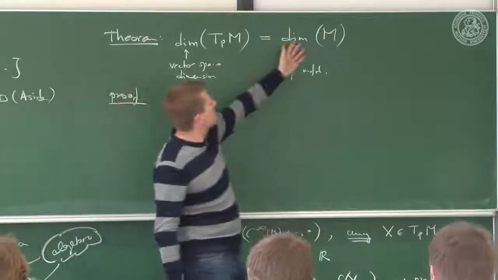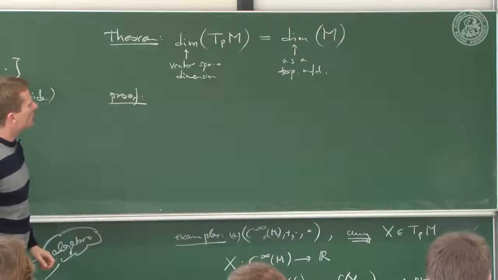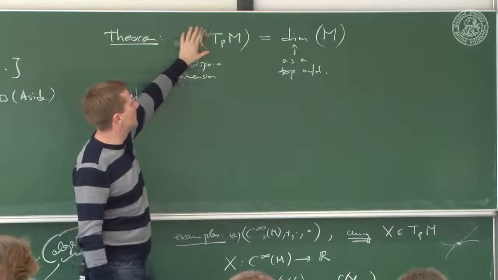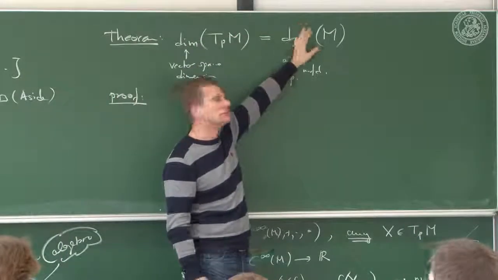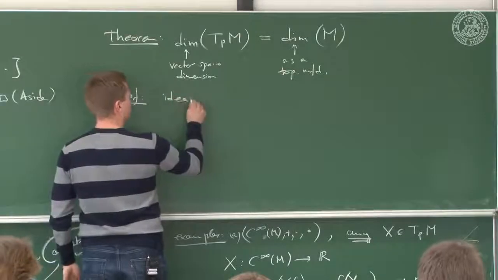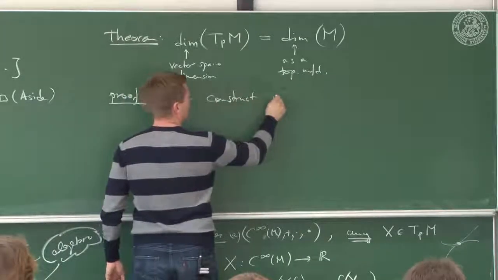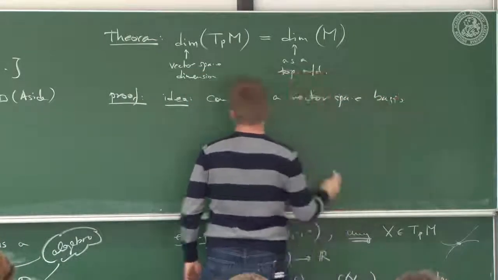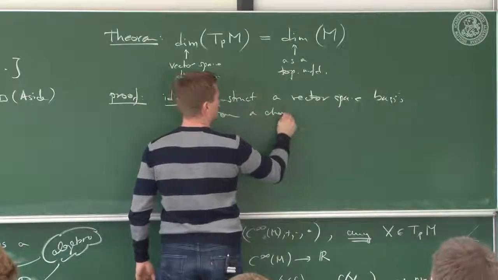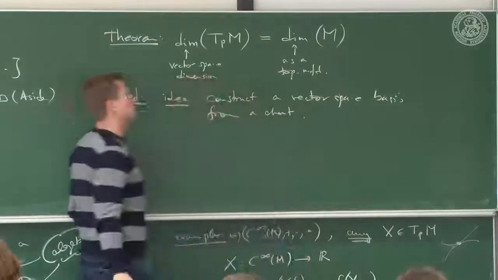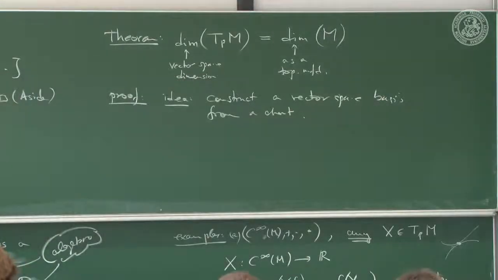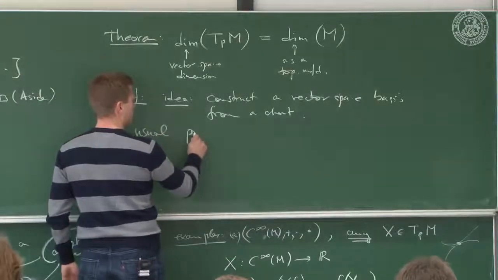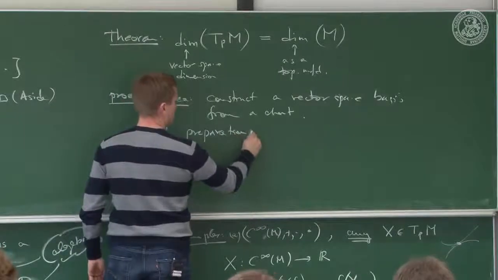Now, obviously, we need to relate this type of dimension to this type of dimension. So we will construct a vector space basis from a chart basis. Idea: construct a vector space basis from a chart. Okay. So let's make the usual preparations to set up such a proof.